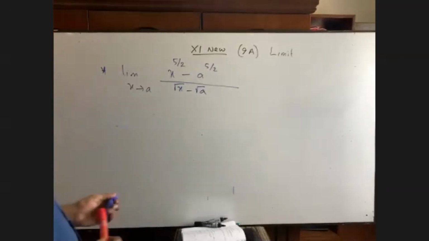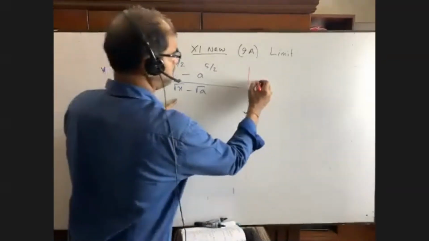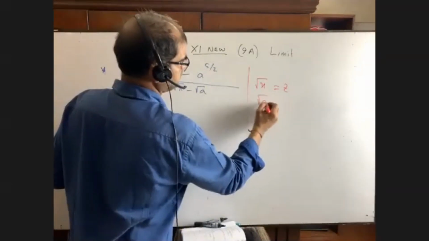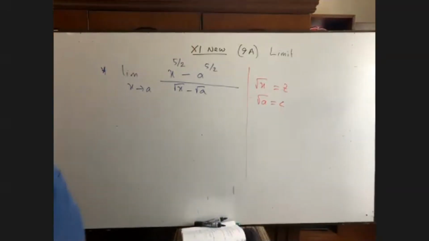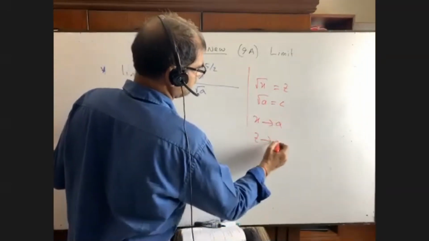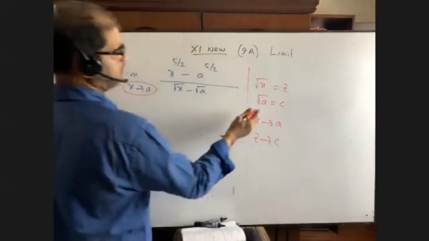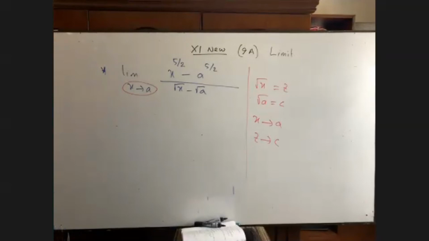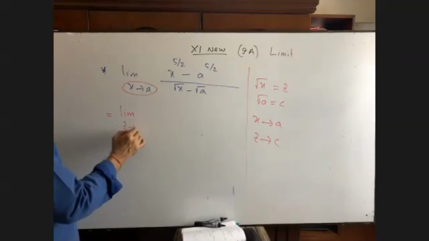What will you do? At first, let me know. Your first duty is to let root x equal to what? Suppose it is z. I'm giving an example. Root a equals to what? Suppose it is c. Yes, we can let as you like. Then x tends to a means z tends to c. Have you got it? Now this can be written as limit z tends to c.